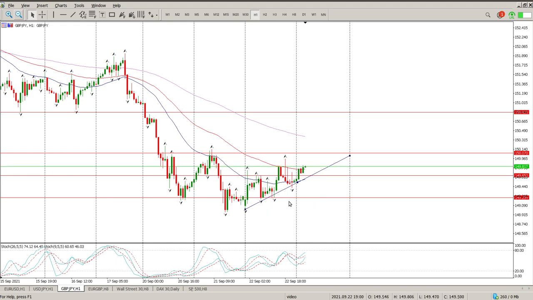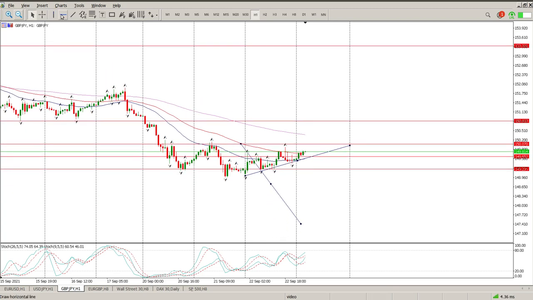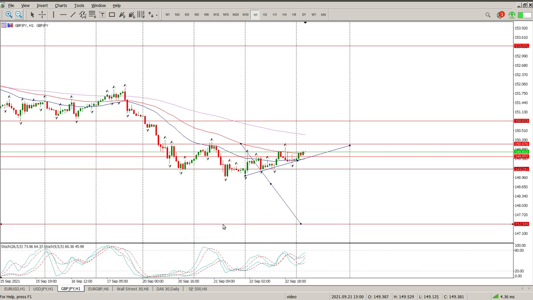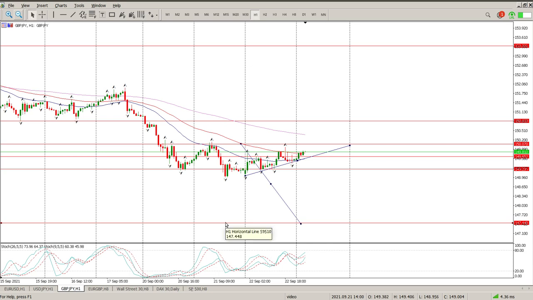I think the safer bet would be to wait for a break below 149.234. Break and retest at that area, then that should get us going again. And that would give us a fairly big measured move because we've got this structure here into a range. So if we break that, you've got a measured move all the way down to the 147.448 area, but we clearly need to break that range first.